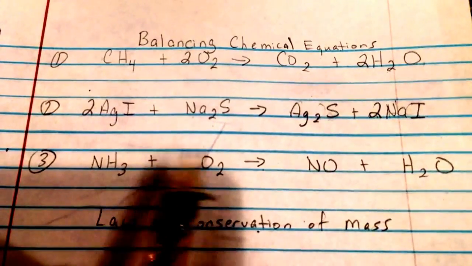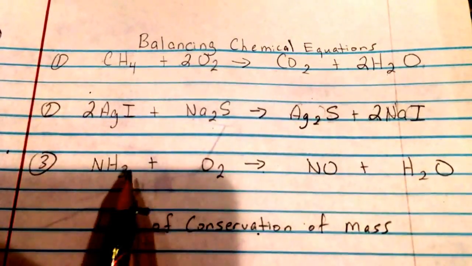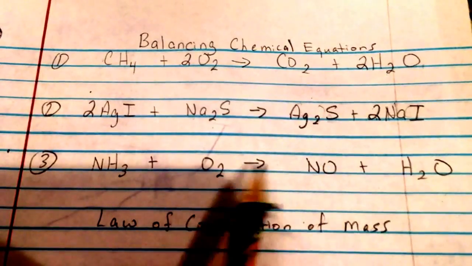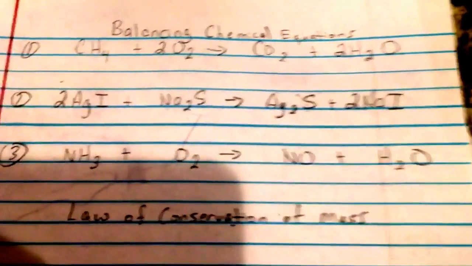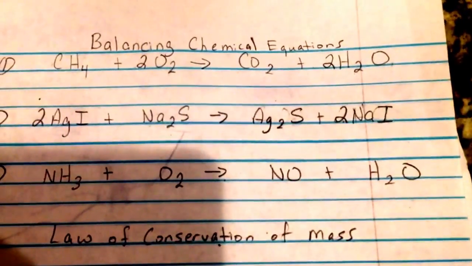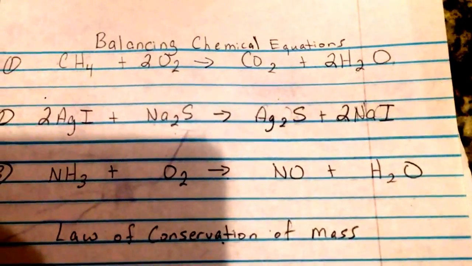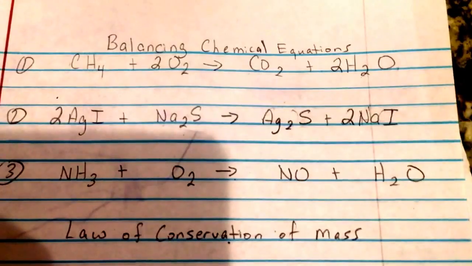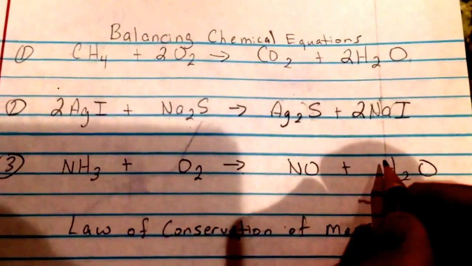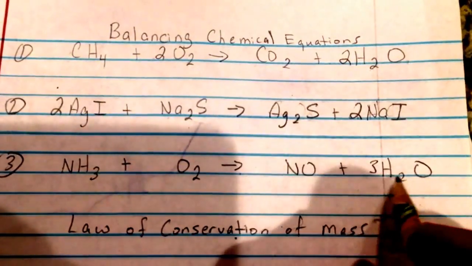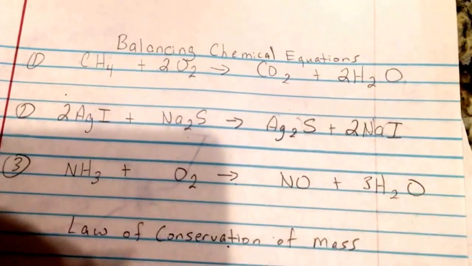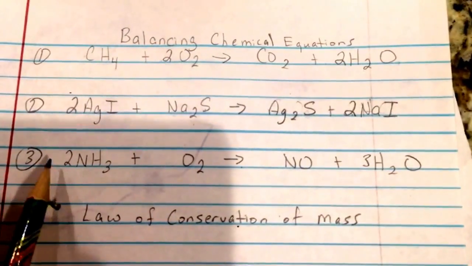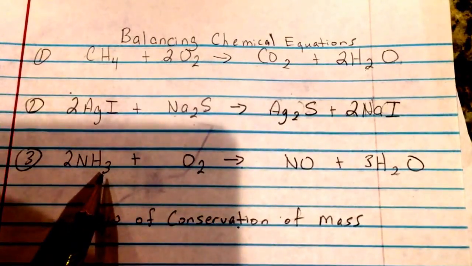So I have one nitrogen, happy with that. 3 hydrogens, 2 hydrogens, not happy with that. 2 oxygen, 1 oxygen. So this one's gonna be tougher to balance, and I'll tell you why. What we try to do is find the least common factor. So in the case of hydrogen, the least common factor would of course be 6. So if I put a 3 in front of the H2, 3 times 2 gives me 6 hydrogens there, and a 2 in front of the NH3 or ammonia, 2 times 3 gives me 6 hydrogens there.